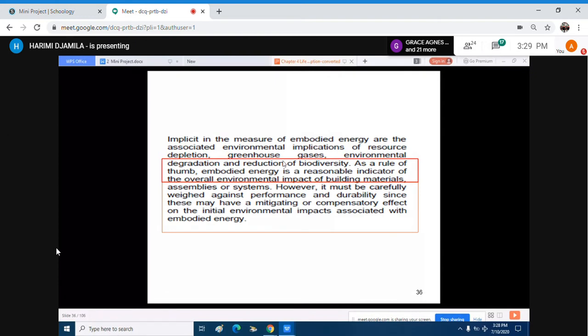Okay, as a rule of thumb, I just highlight this one. Embodied energy is a reasonable indicator of the overall environmental impact of a building material, assembly, or system.